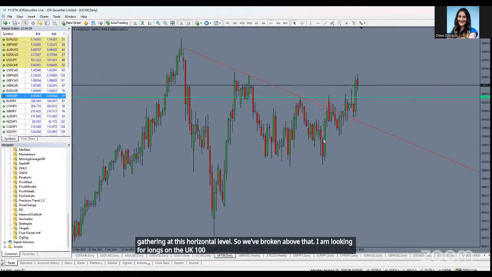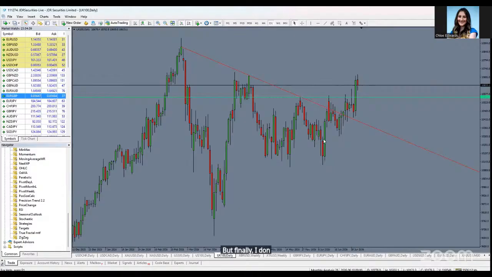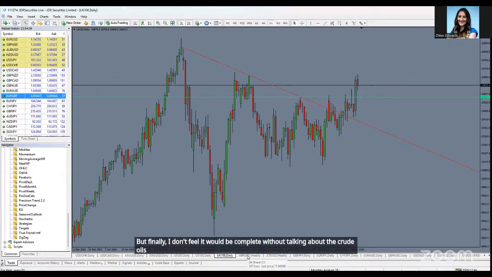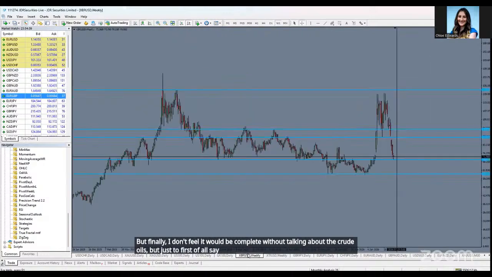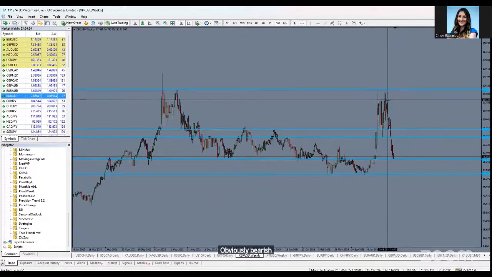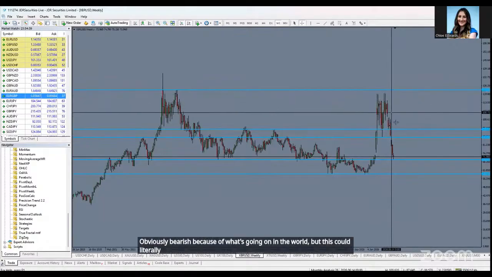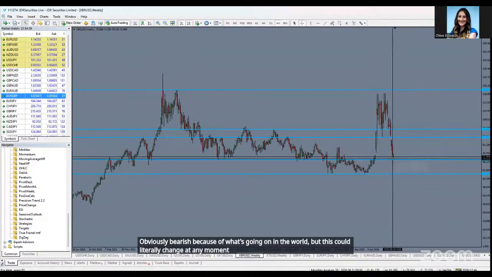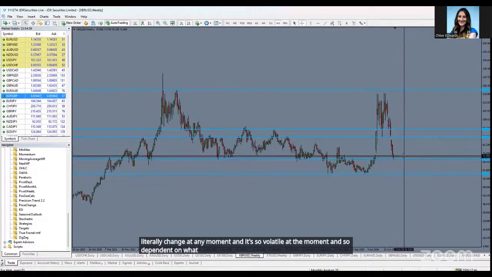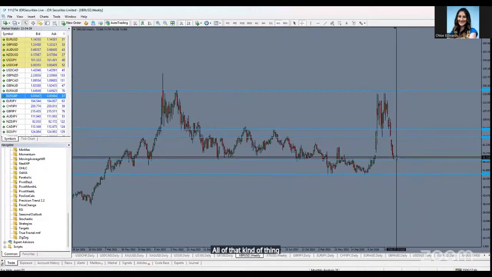And finally, I don't feel it would be complete without talking about the crude oils. But just to first of all say I'm not trading the crude oils at the moment. Obviously bearish because of what's going on in the world, but this could literally change at any moment, and it's so volatile at the moment and so dependent on what Trump says one minute and all of that kind of thing. So yes, I am bearish.